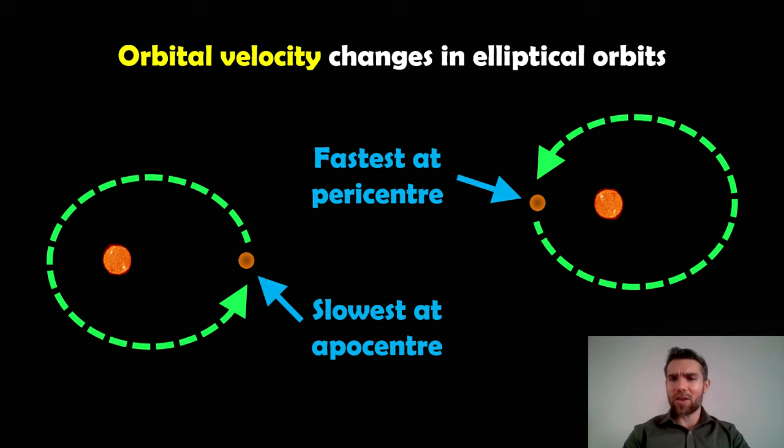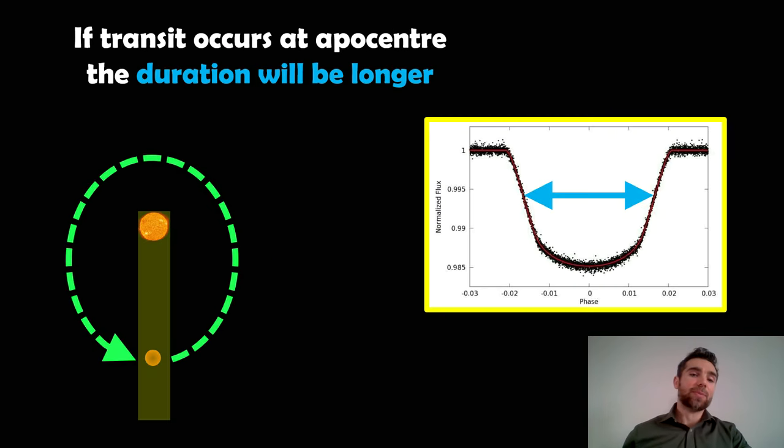Now, most planets are going to have elliptical orbits. We don't really have true circular orbits. It might be close to circular, but most are going to be considered to be elliptical. So the orbital velocity on an elliptical orbit does change. Now, the fastest part will be at the pericenter when it's closest to the star. So as it comes in closer, it will orbit faster, so its velocity increases. And then the slowest part will be at the other part when it's furthest away. So when it's furthest from the star, it will travel at its slowest.